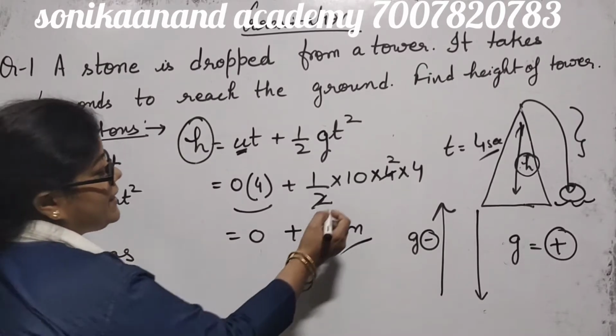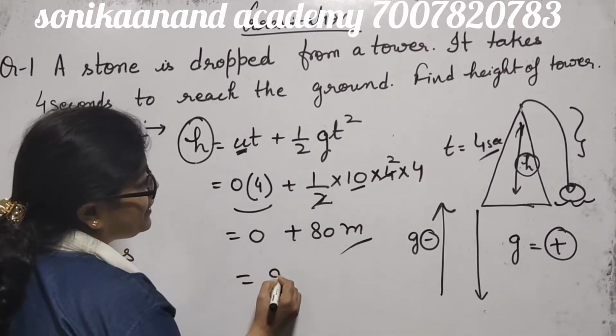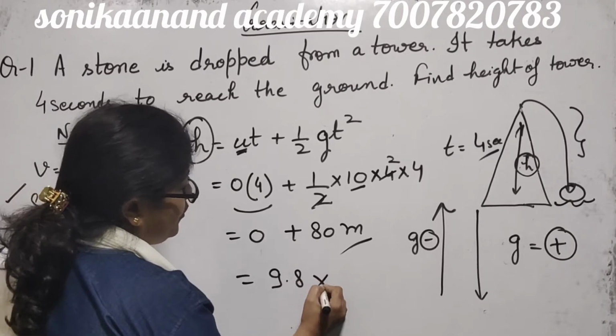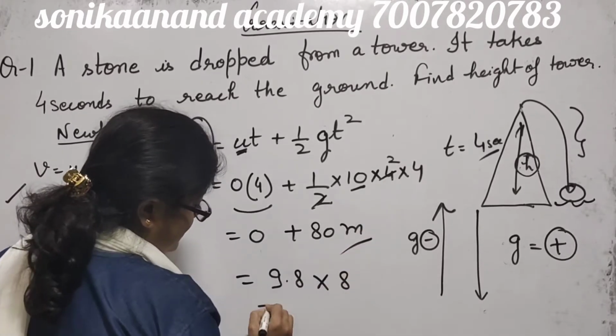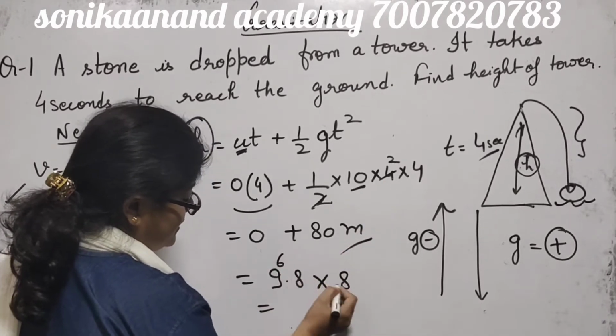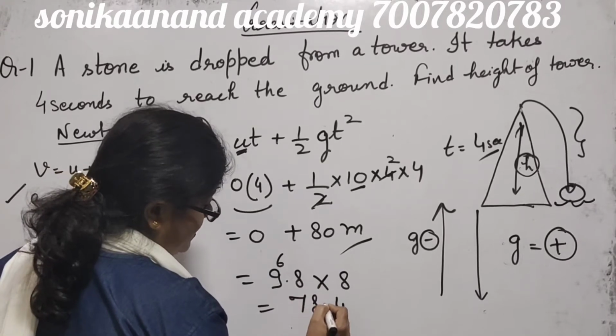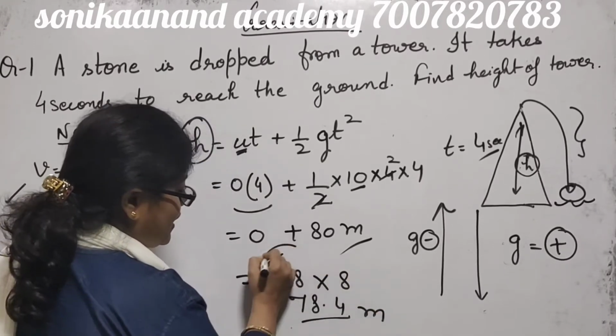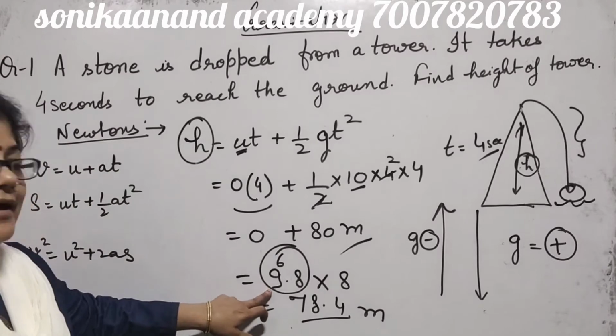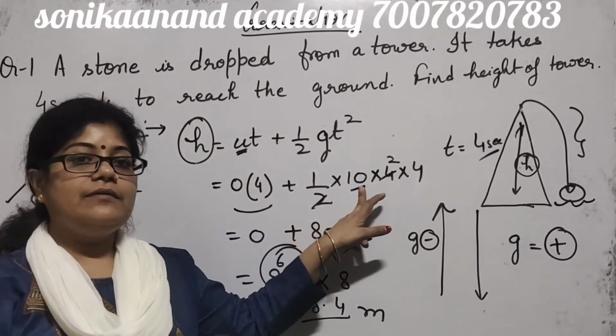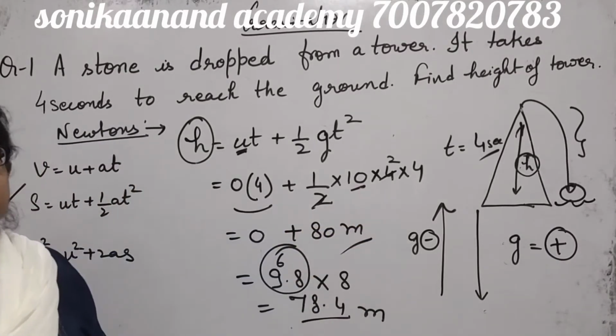If you multiply with 9.8 in place of 10, you will get 9.8 into 4 2s are 8, 8 8s are 64, 8 9s are 72, so 78 meters. So you can use either of the values, either 9.8 or 10.